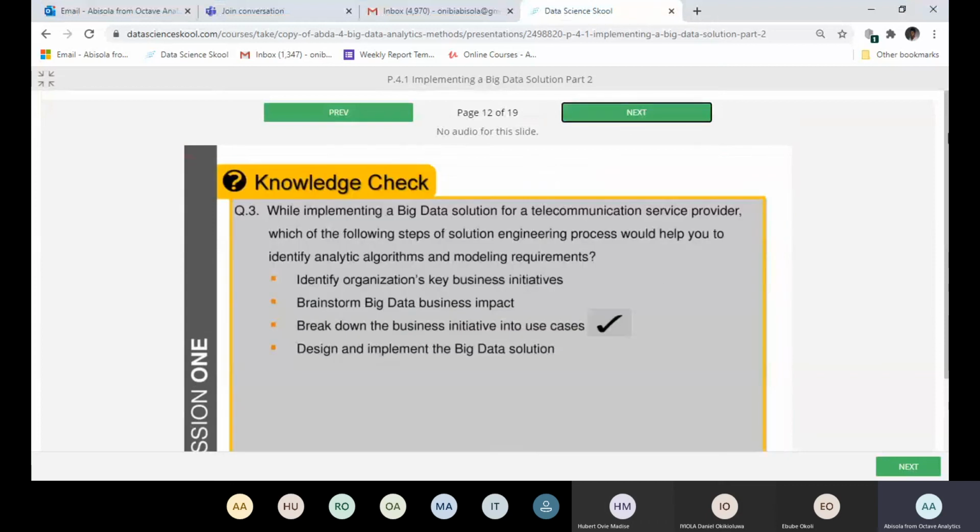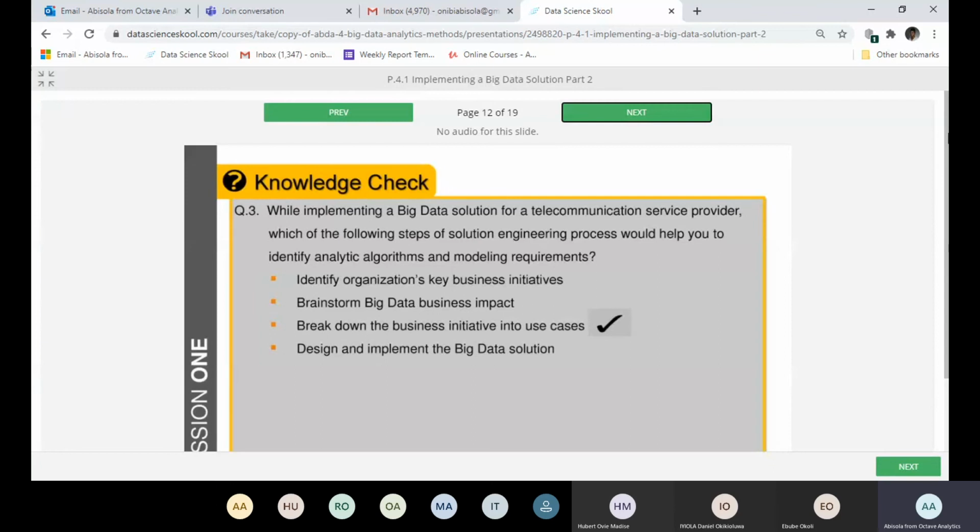So, knowledge check before I ask questions. While implementing a big data solution for a telecommunication service provider, which of the following steps of the solution engineering process would help you to identify analytic algorithms and modeling requirements? So it is breaking down the business initiative into use cases. You are implementing a big data solution for a telecommunication service provider, right? And then they're asking you which of these steps of the solution engineering process. We have steps of the solution engineering process.